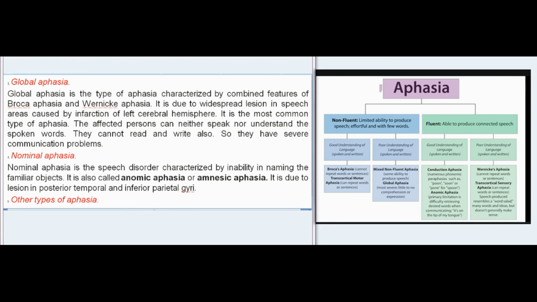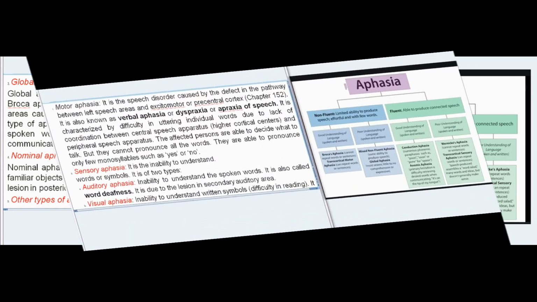Nominal aphasia. Nominal aphasia is the speech disorder characterized by inability in naming the familiar objects. It is also called anomic aphasia or amnesic aphasia. It is due to lesion in posterior temporal and inferior parietal gyri. Other types of aphasia. Motor aphasia.